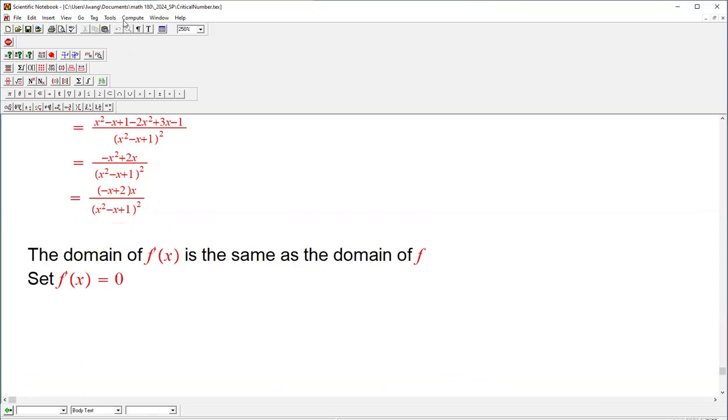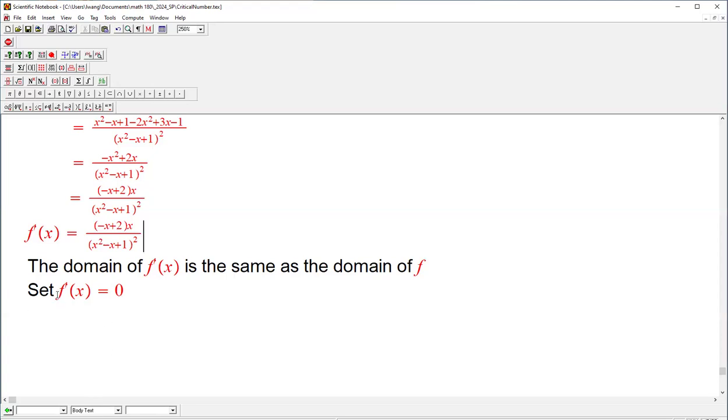Okay, let me write it down this way. That's the derivative, right? If the derivative is 0, the denominator cannot be 0. The only chance for the derivative to equal 0 is the numerator equal to 0. So that leads to the numerator equals 0. So we end up solving this equation, which gives x equals 2 or x equals 0. So our critical numbers are x equals 0 or 2. So we got 2 critical numbers here.